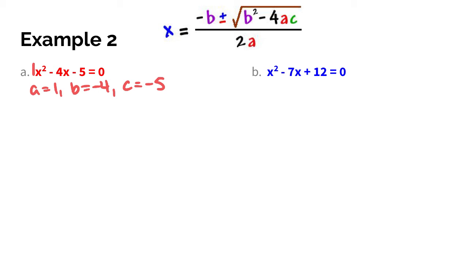So plugging this in, here's what it's going to look like. We're going to write x equals negative b. Just like our axis of symmetry, negative b means the opposite. So if b is negative 4, that means we're going to plug in positive 4.